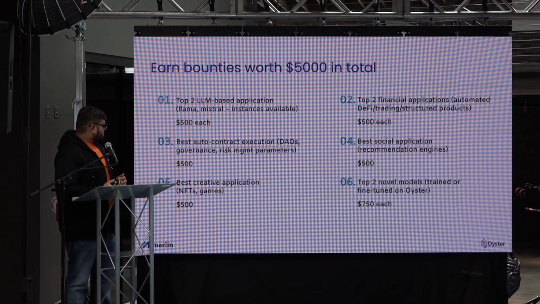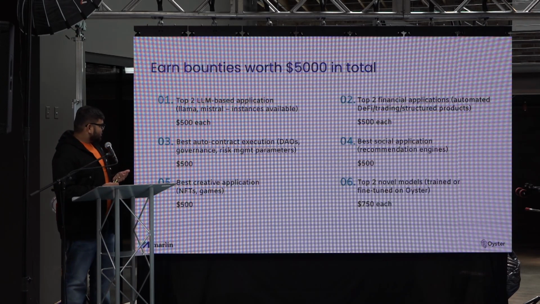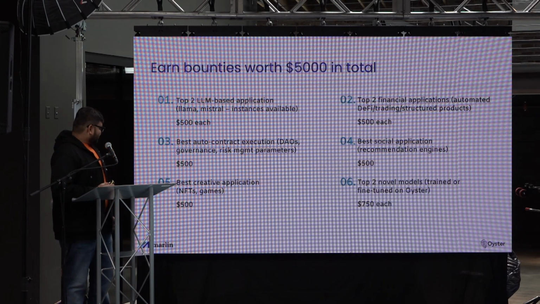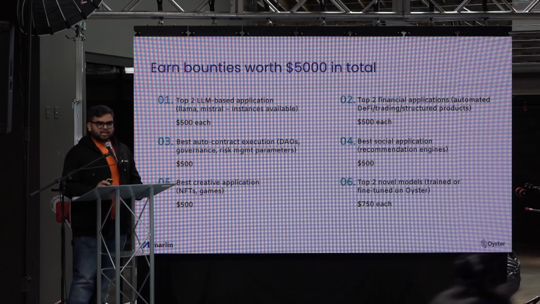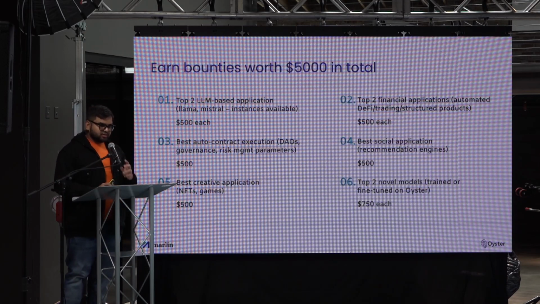Auto contract execution when it comes to DAOs or governance is another thing that we are looking for. Best social application: if you are building a social engine or recommendation engine, you can do that as well. The fifth one is a creative application, NFT, or anything that you want to do on the creative AI side. That is also something that we are looking for.